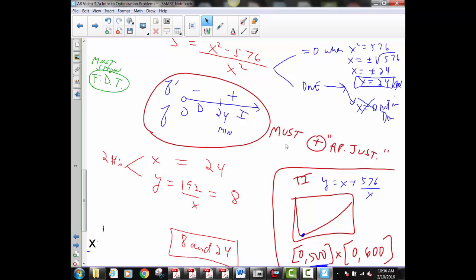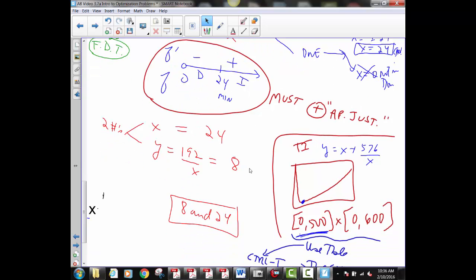Now remember, if it's the actual AP exam, you're going to need to show that AP justification, which means you either say f has a relative minimum at x equals 24 because f is decreasing for x between 0 and 24 and increasing for x bigger than 24, or you can say because the first derivative of f is negative for x between 0 and 24 and positive for x greater than 24.